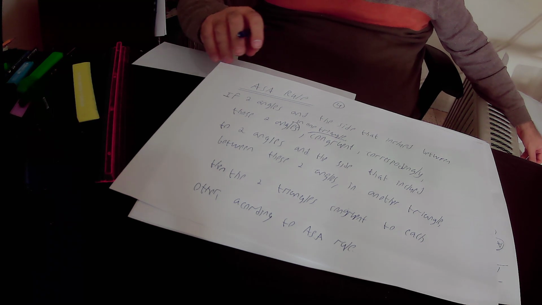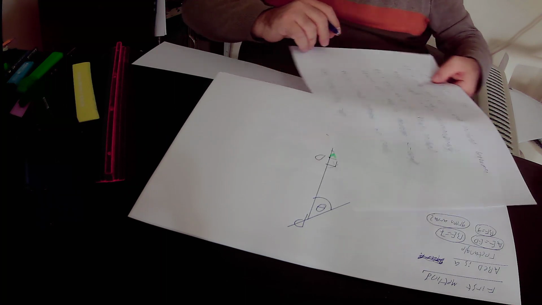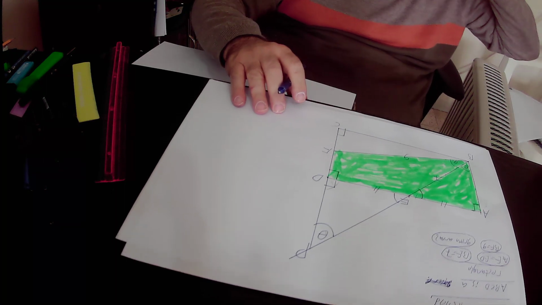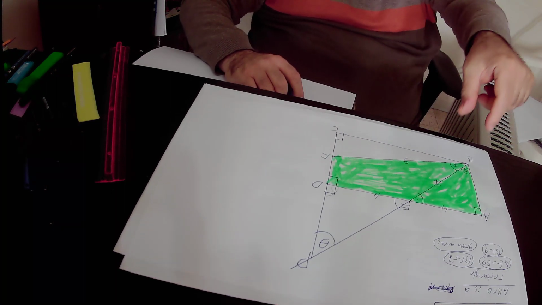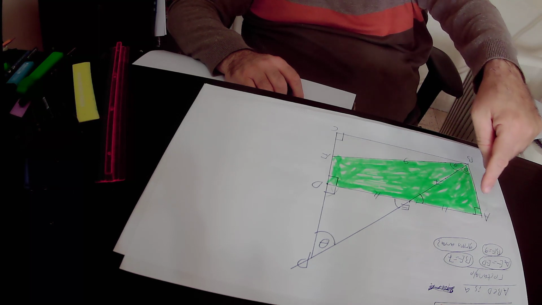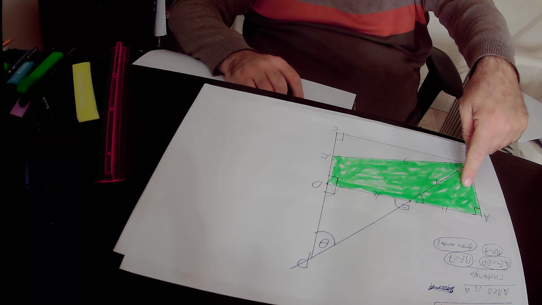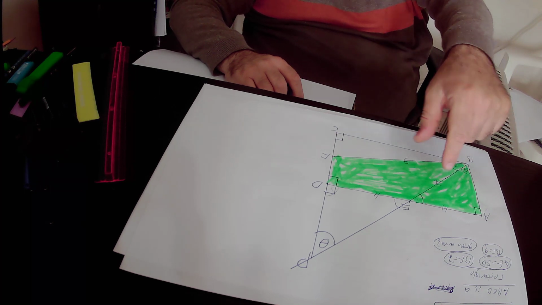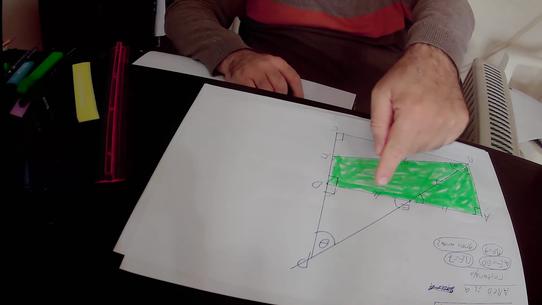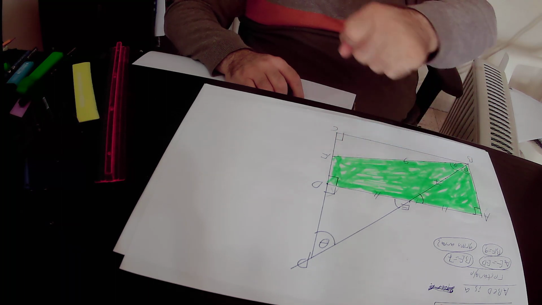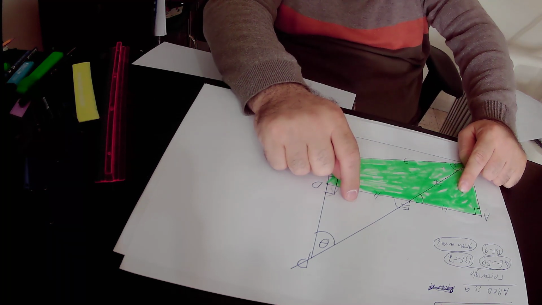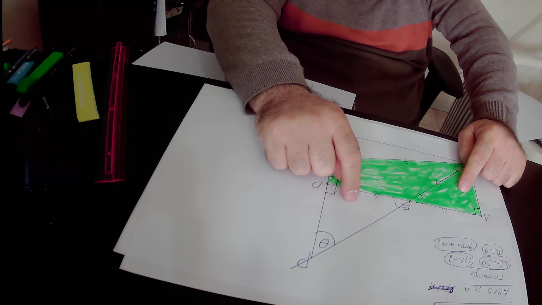Okay, and actually we proved that those two angles and side AE in the green triangle are congruent to those two angles and side ED in triangle PED. Therefore, we proved that those two right triangles are congruent to each other according to the angle, side, angle rule.